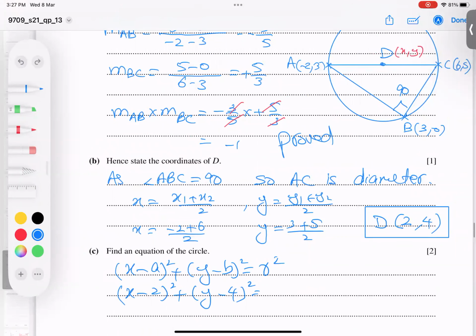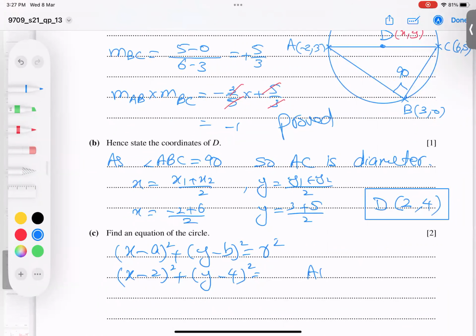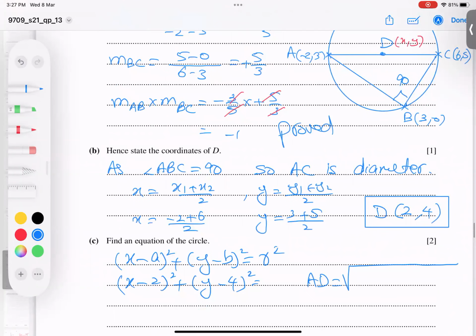I think I can find AD. So AD is equal to what formula? Y2 minus Y1, and I'm finding Y2 minus Y1. So 4 minus 3. X2 minus X1, so 2 minus minus, plus. Okay, and I got 1 plus, this is 2 plus 2, 4, 4 square 16. And root 17 is the radius.